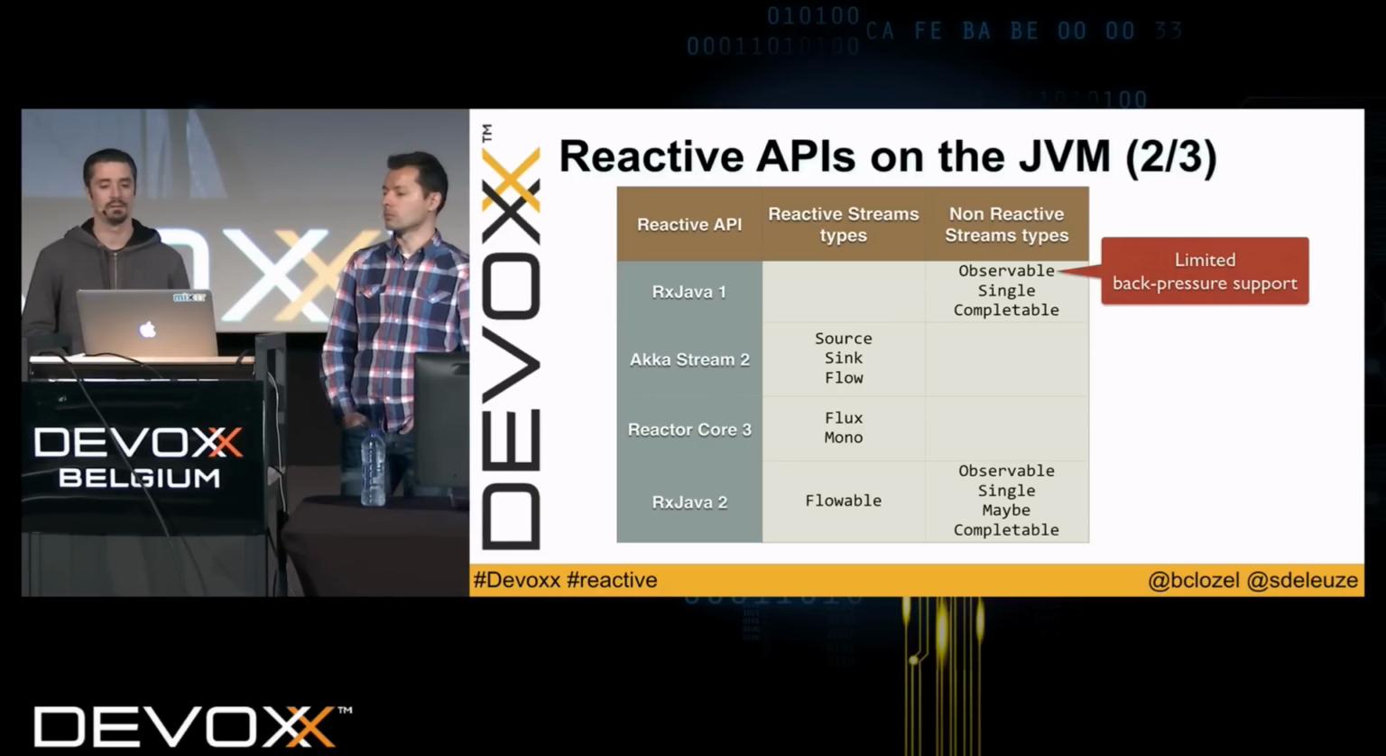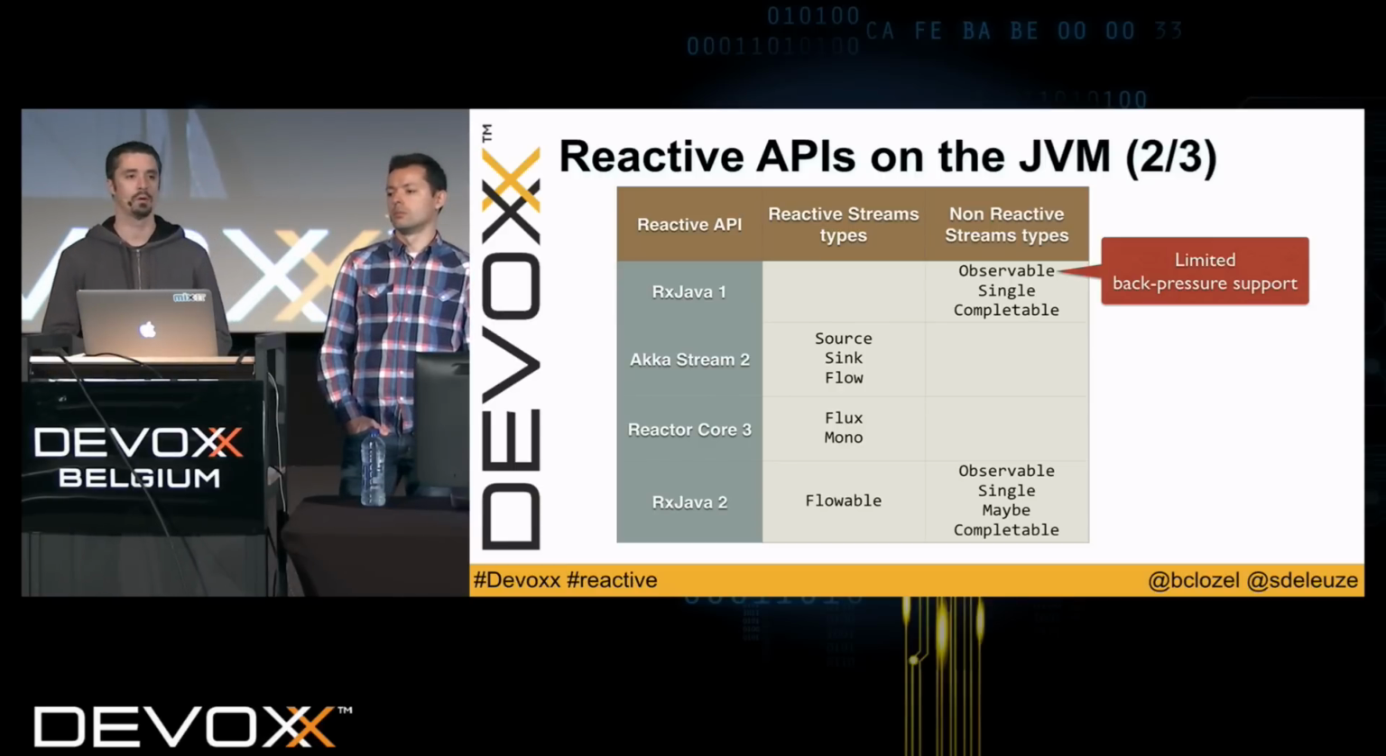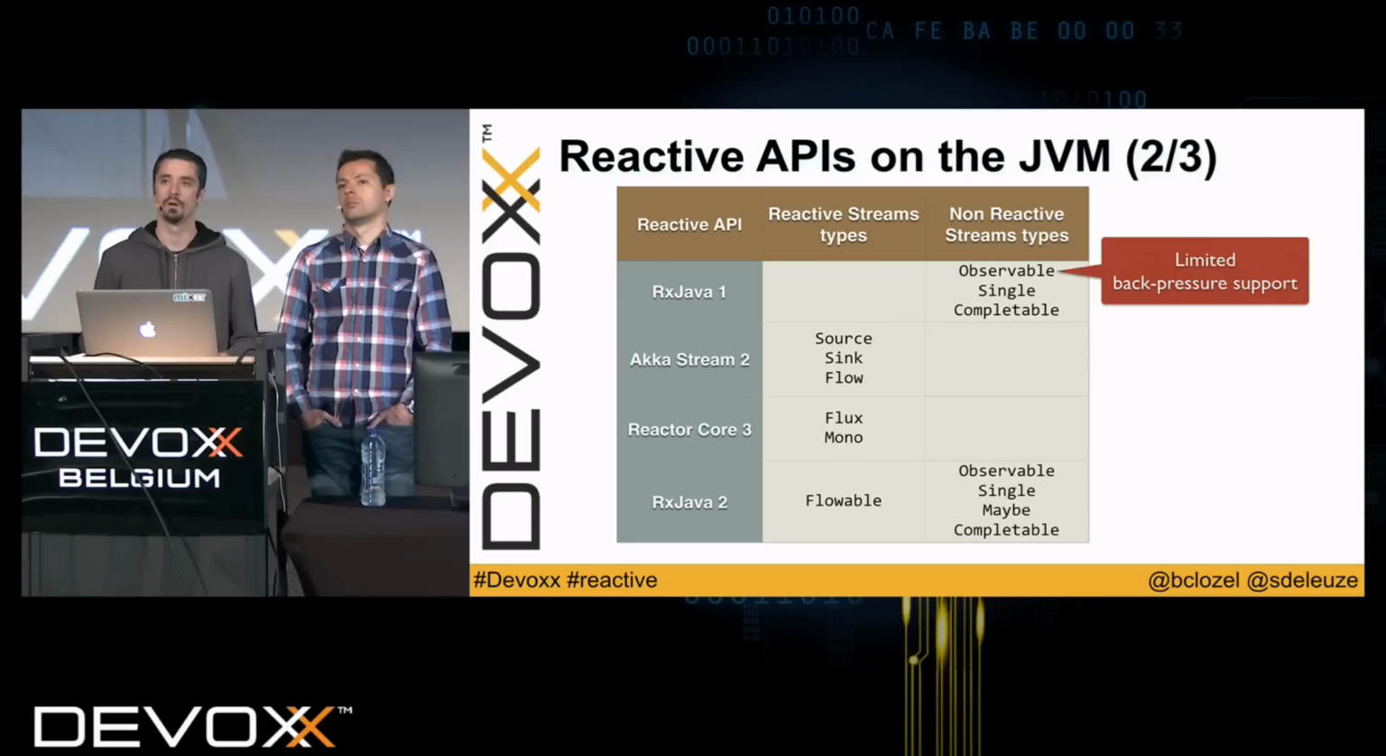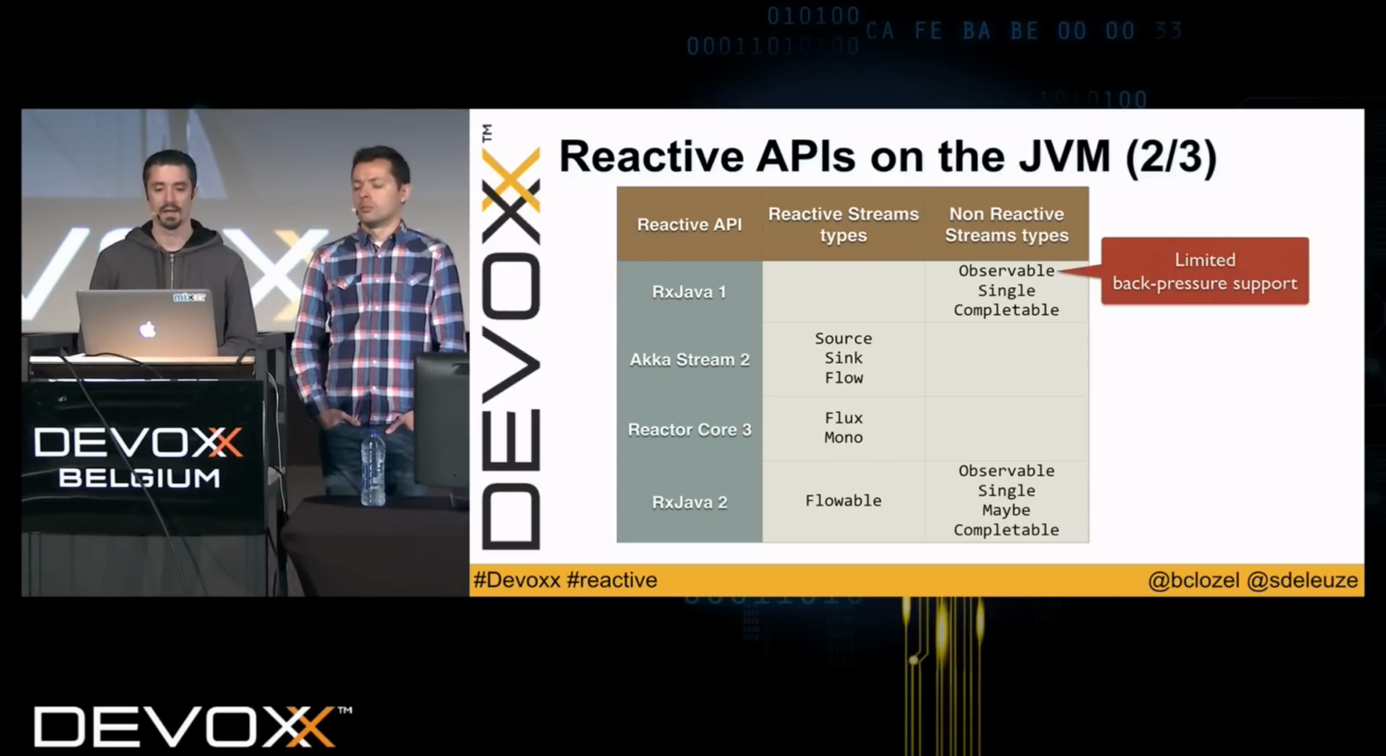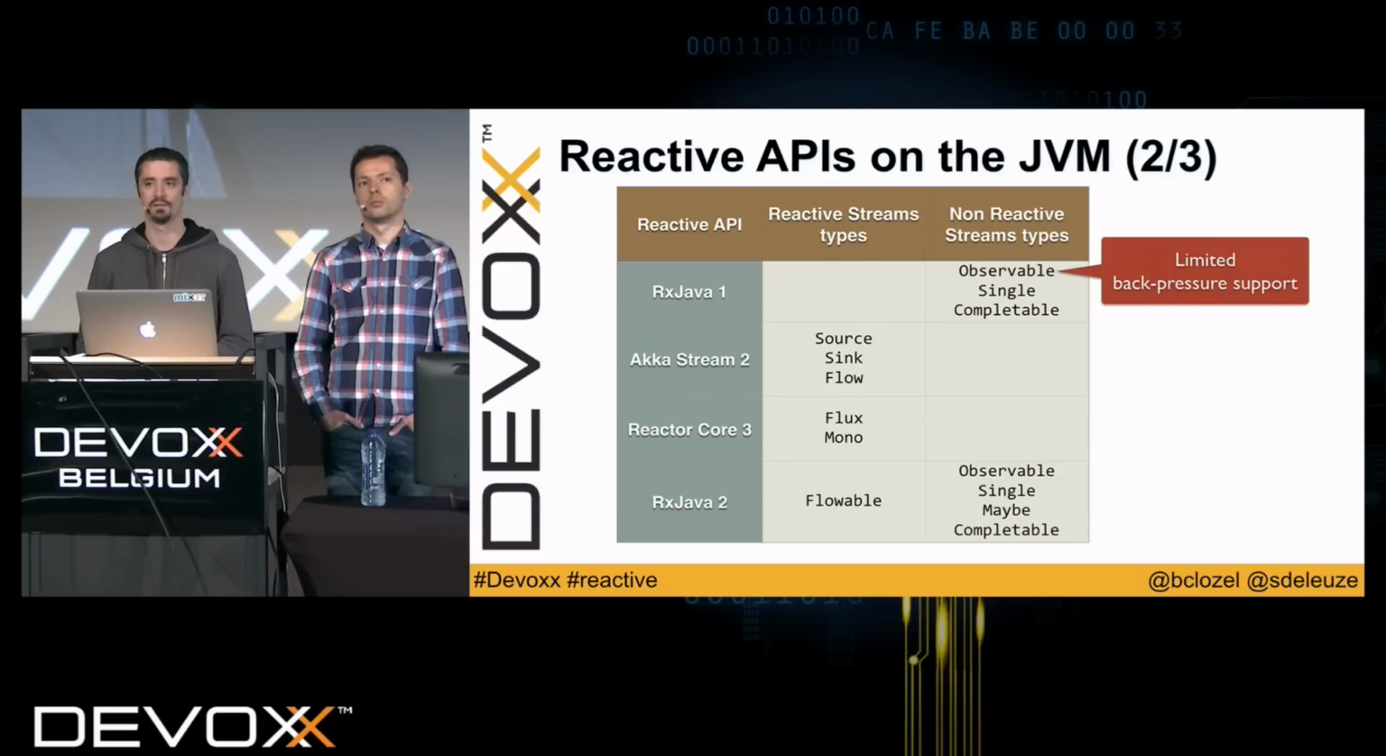So in this new table, we are going to see how these reactive APIs relate to Reactive Streams. RxJava 1 was released before Reactive Streams, so obviously it does not implement Reactive Streams. Observable in the latest version of RxJava 1 provides some kind of limited back pressure support, even if it's not the full back pressure support from Reactive Streams. Stream 2 is natively based on Reactive Streams. They have chosen to use Reactive Streams interfaces inside the implementation of the Source, Sink, and Flow types. That means that this type does not directly implement Publisher, but uses it internally, and you could easily adapt to a Publisher.